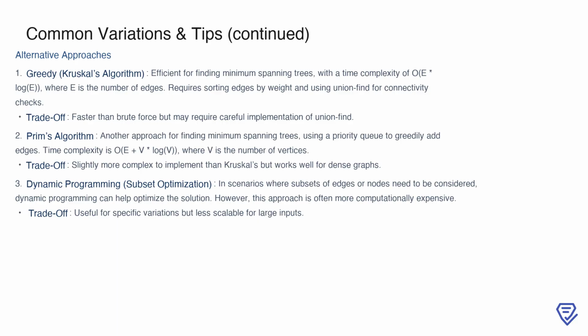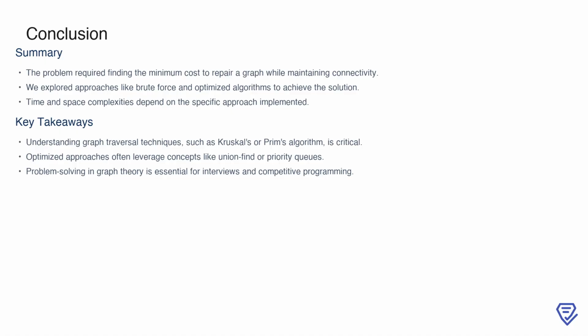Dynamic programming offers another alternative, especially in cases where subsets of edges or nodes need to be optimized. While this approach can be useful for specific variations, it tends to be computationally expensive and less scalable for larger graphs. Each approach has its trade-offs, so understanding when to apply each is crucial for solving graph problems effectively. In conclusion, this problem is a fantastic exercise in graph theory and optimization. We covered the key concepts, summarized the important takeaways, and highlighted the relevance of these techniques in coding interviews.